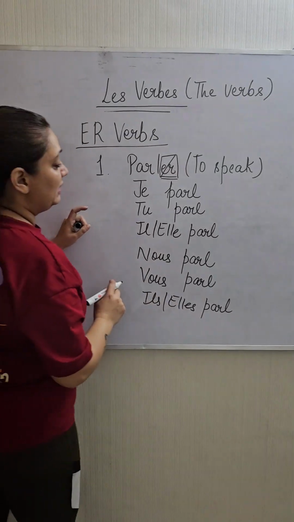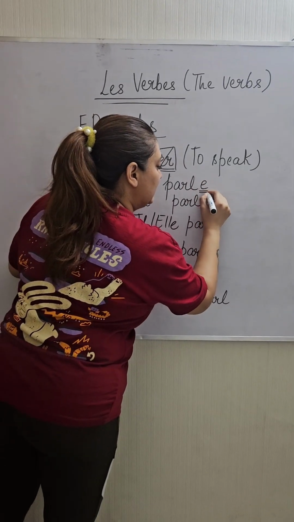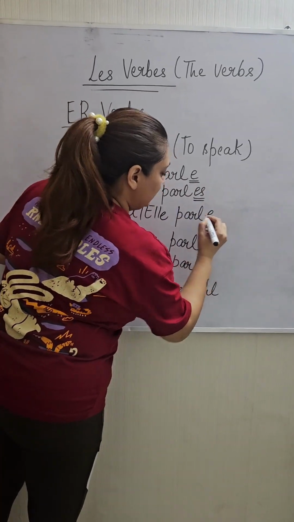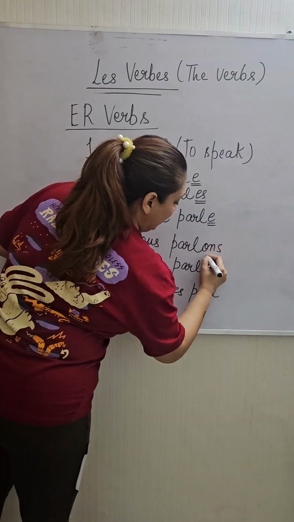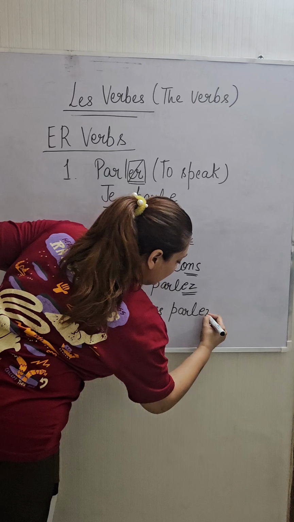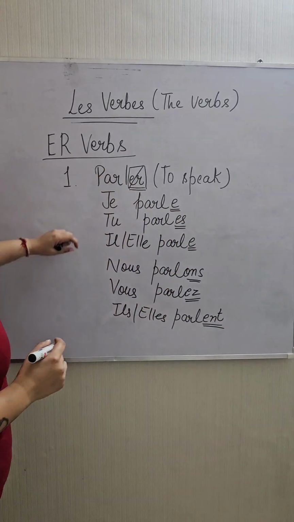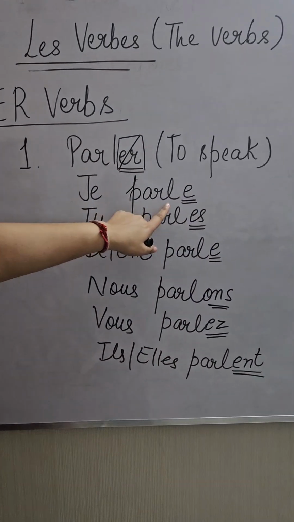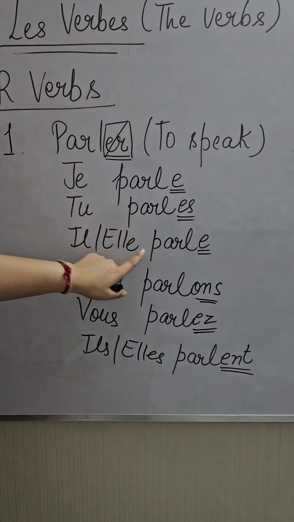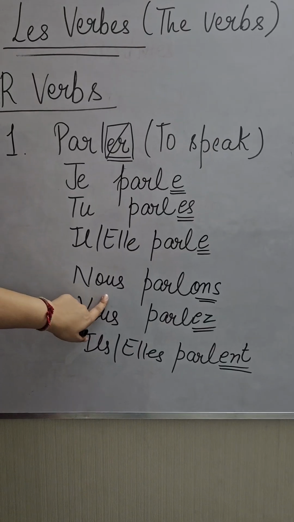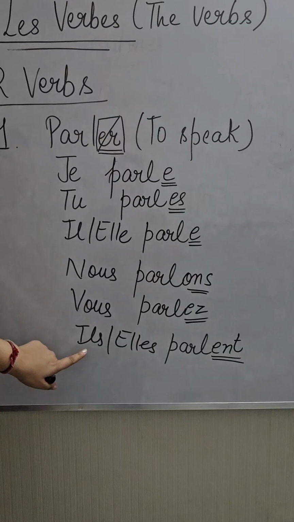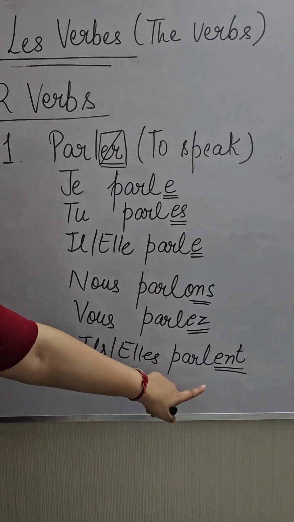Now the second step is we'll add E, we'll add ES, we'll add E, we'll add ONS, then we'll add EZ, then we'll add ENT. You can see it here. With je, I'm going to add E. With tu, I'm going to add ES. With il, I'm going to add E. With nous, I'm going to add ONS. With vous, I'm going to add EZ. With ils, plural, I'm going to add ENT.